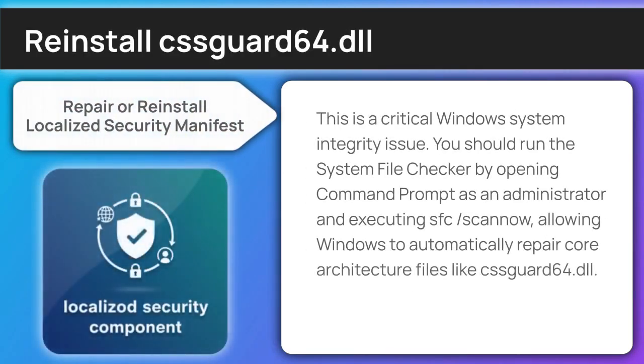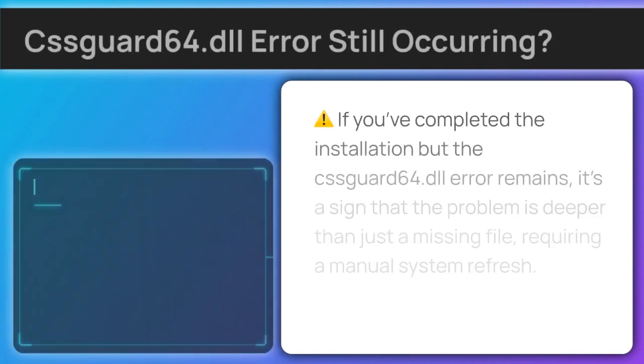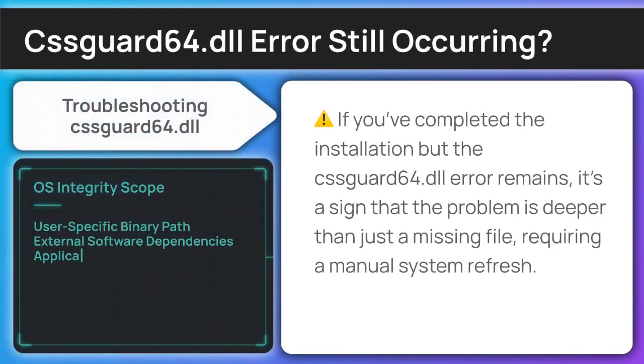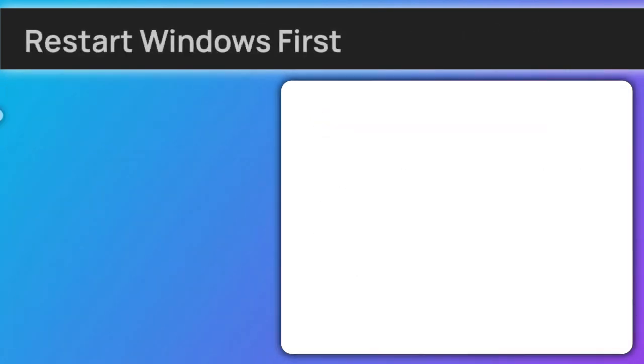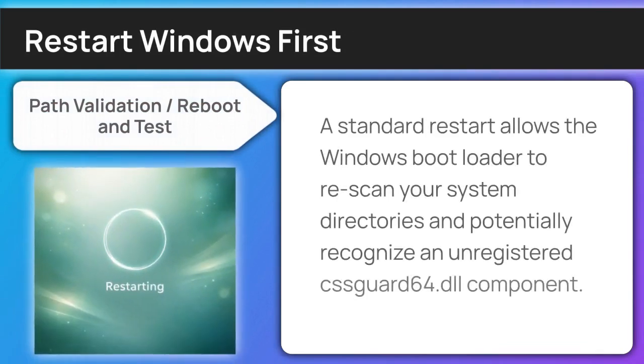You should run the system file checker by opening command prompt as an administrator and executing sfc /scannow, allowing Windows to automatically repair core architecture files like cssguard64.dll. In cases where the official installer remains ineffective, we must escalate to a manual review of your system's active runtime state. A standard restart allows the Windows bootloader to rescan your system directories and potentially recognize an unregistered cssguard64 component.